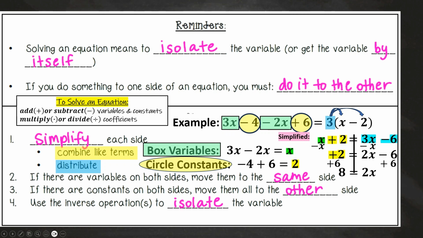So my last step is going to be to multiply or divide by the coefficient. And our coefficient at this stage is the 2. So I have to divide both sides by 2 to get rid of this coefficient. And so my final answer is x is equal to 4.